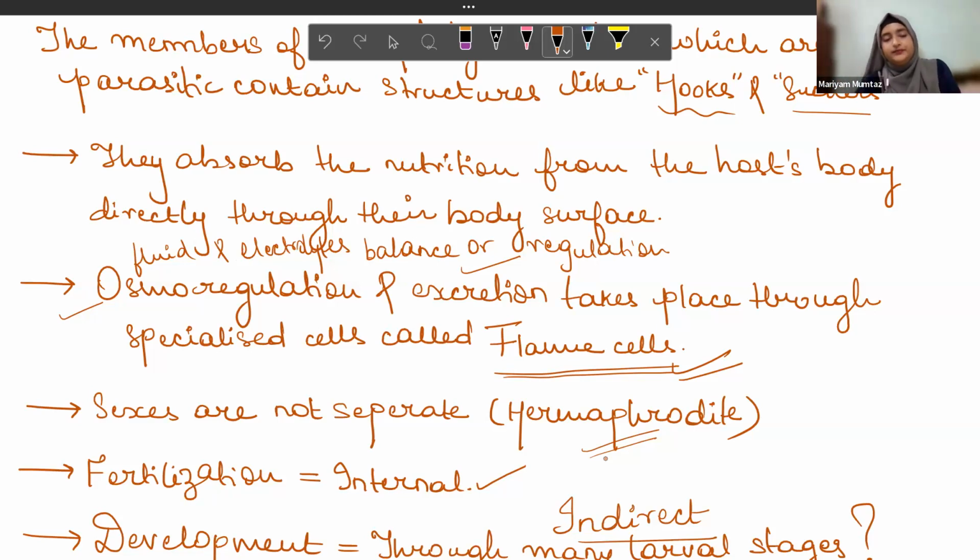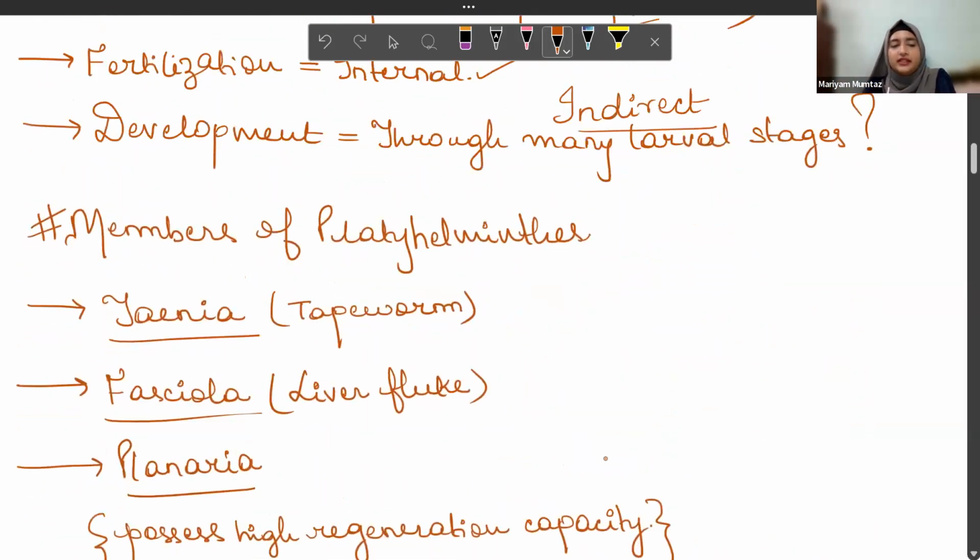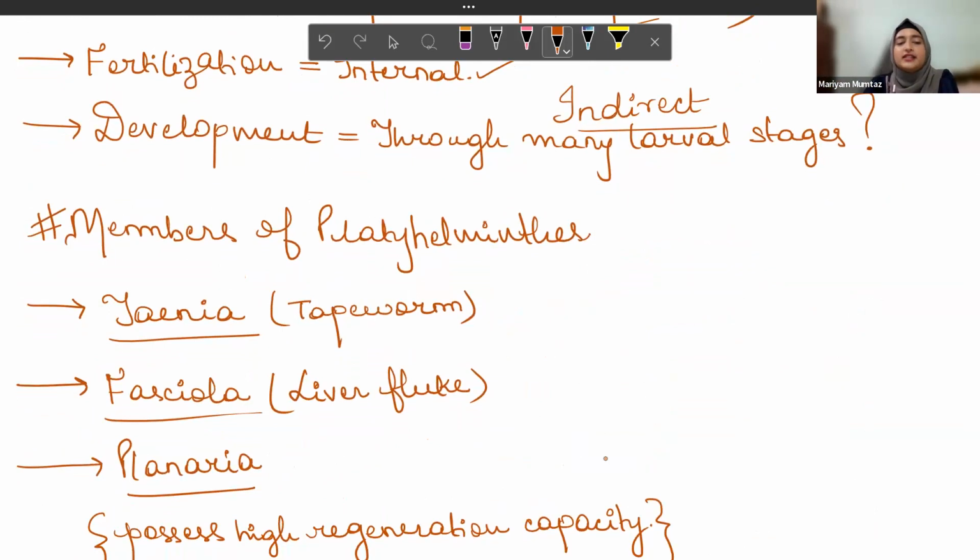Organ system. Organ, only organ, no system, only organ level of organization. Okay. Now, let us look at the members of the Platyhelminthes. So the first member is Taenia, and it is known as tapeworm. Okay, you might have heard Taenia solium.